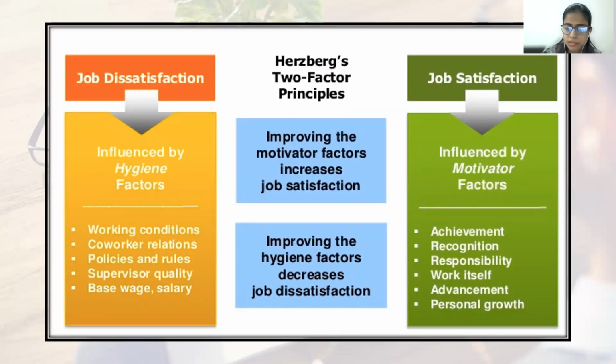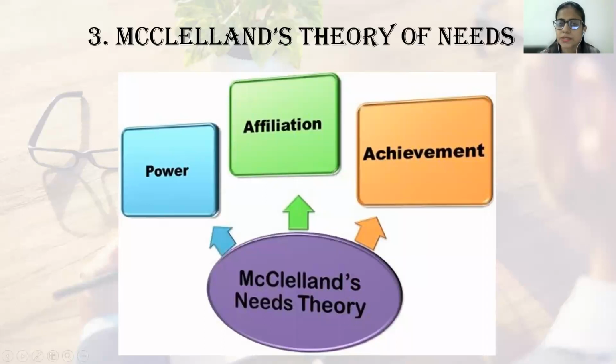Now, the third theory which we have discussed was McClelland's theory of needs. It basically works on three factors: power, affiliation, and achievement. McClelland believed that out of these three, people will be motivated by at least one factor. Either they want power, or they want affiliation, or they want achievement. He strongly believes that out of these three factors, there is definitely going to be one which will motivate the people.